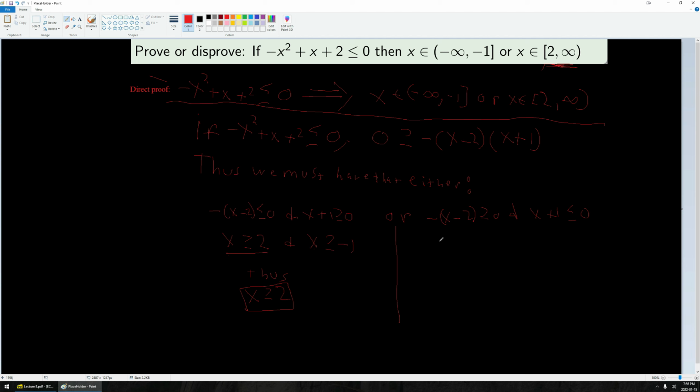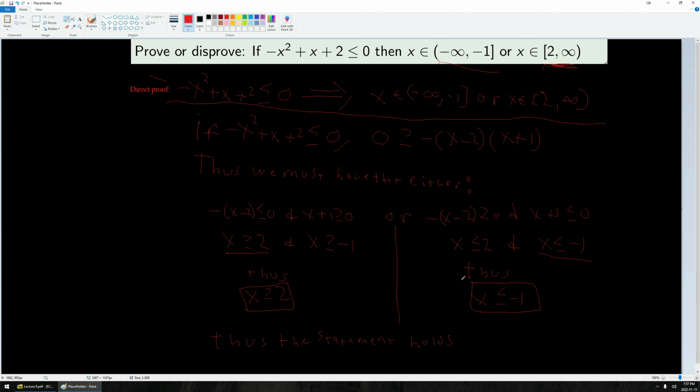Okay, so let's go through here. Again, I flip the sign and add the 2. So here, I get that x has to be less than or equal to 2, and in here, I have x has to be less than or equal to -1. Out of these two, this time, this one's the most restrictive. So I can just write, thus, x has to be less than or equal to -1. This is the same thing as this case up here. So I can thus put, thus the statement holds. Okay, so in this case, a direct proof works.